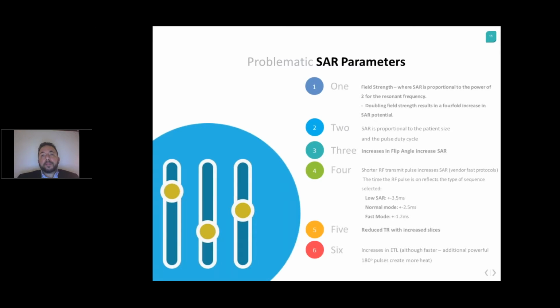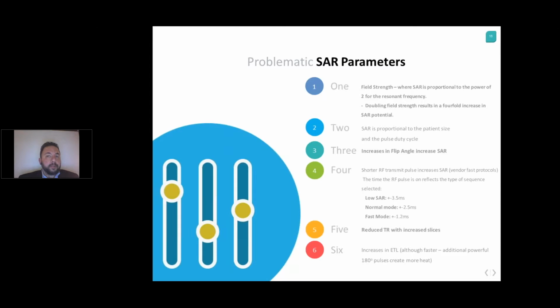Problematic SAR parameters, and where do we run into trouble? How is SAR compounded? What are the things that we look for? Obviously, field strength. Same patient on the 1.5 Tesla, same parameters, will have an increased SAR potential in a 3T system. So field strength SAR is proportional to the power of 2 for the resonant frequency. So when we double field strength, this results in a 4-fold increase in SAR potential.